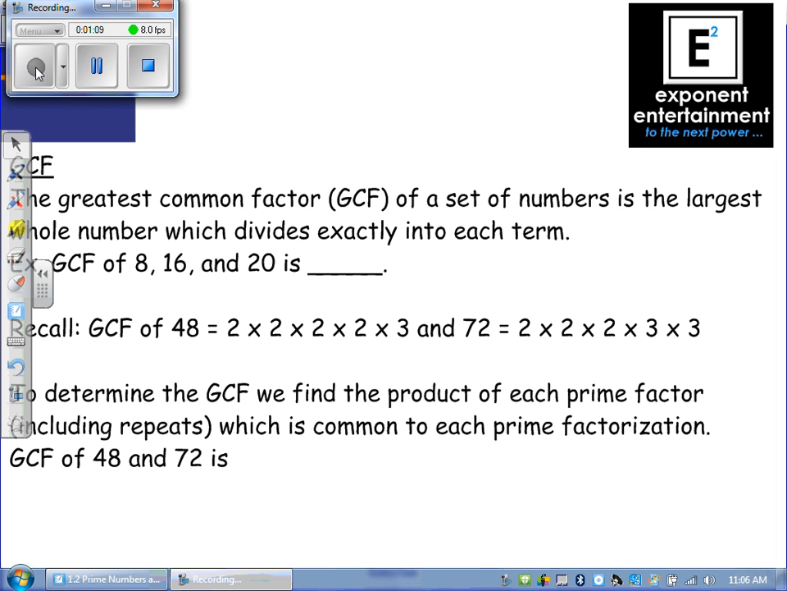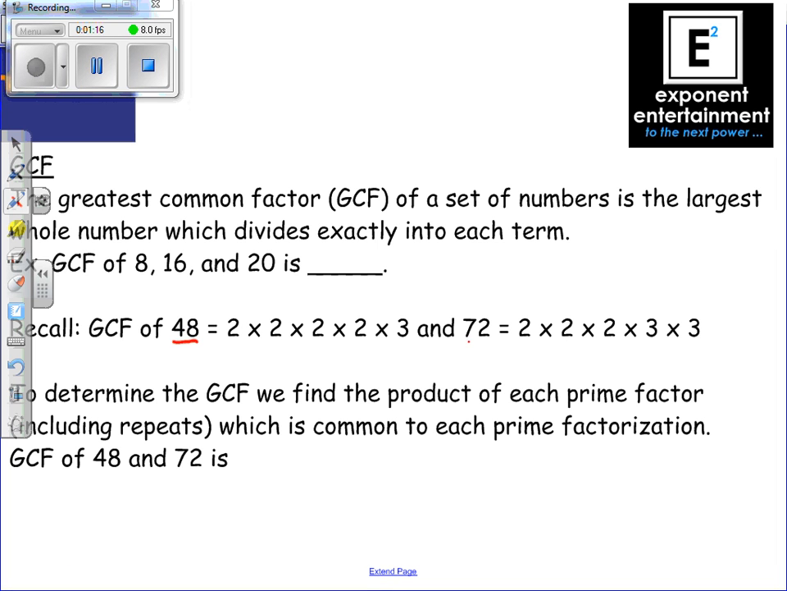The next question. We're going to have to find the greatest common factor of 48 and 72. In this example, they've given you the prime factorization of those numbers. The prime factorization of 48 is all of that, and of 72 is all of that. So we're going to show you a simple trick to find the greatest common factor of things.